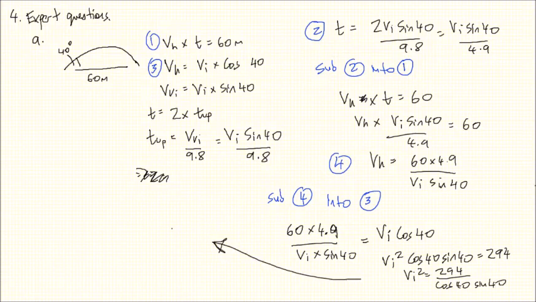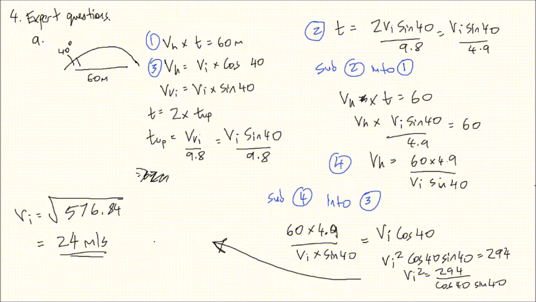We rearrange this completely, and we get VI squared equals 294 over cosine 40 sine 40. We can do the calculation of 294 divided by cos 40 sine 40, and then that gives us 576.84, and then we square root this, and we get 24 meters per second to two significant figures.